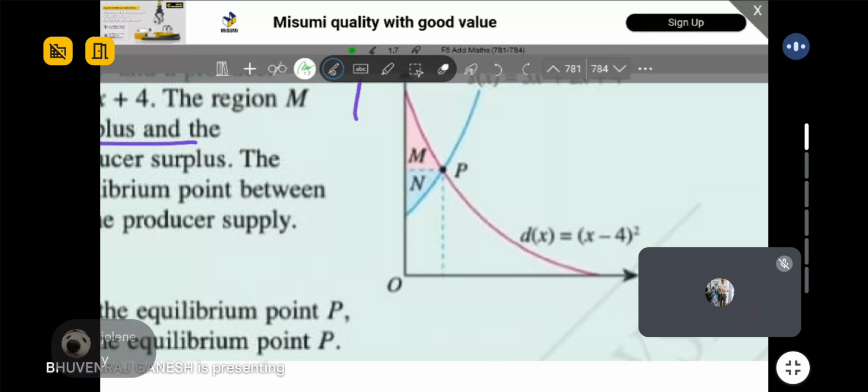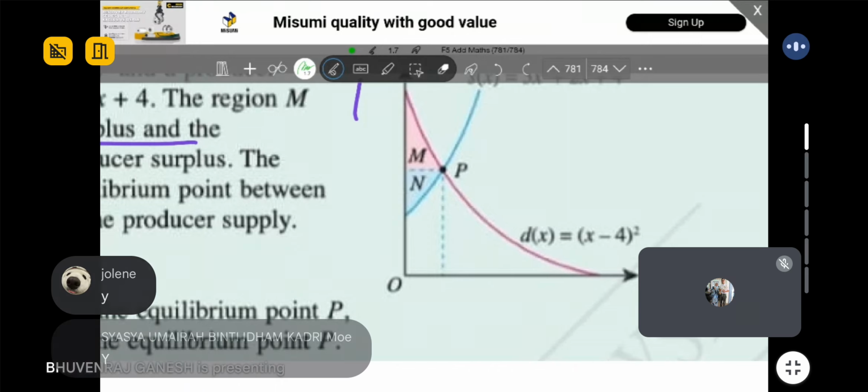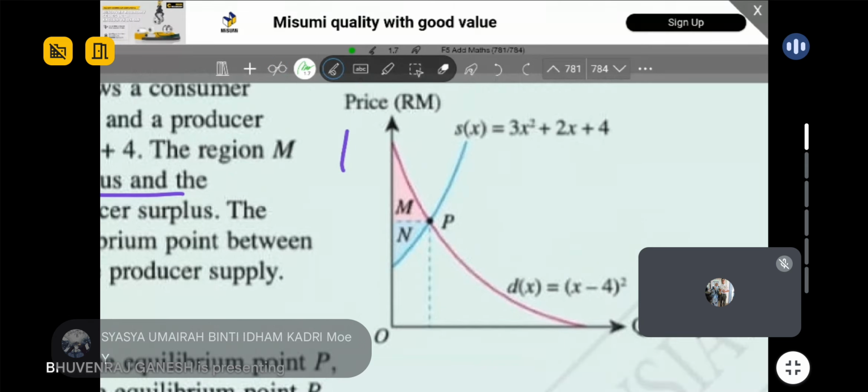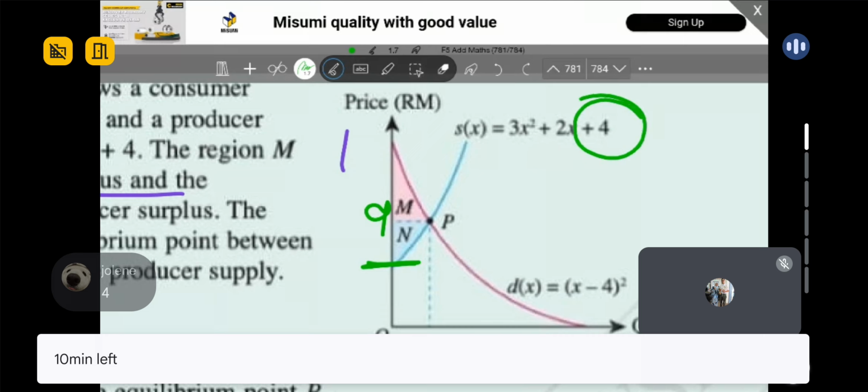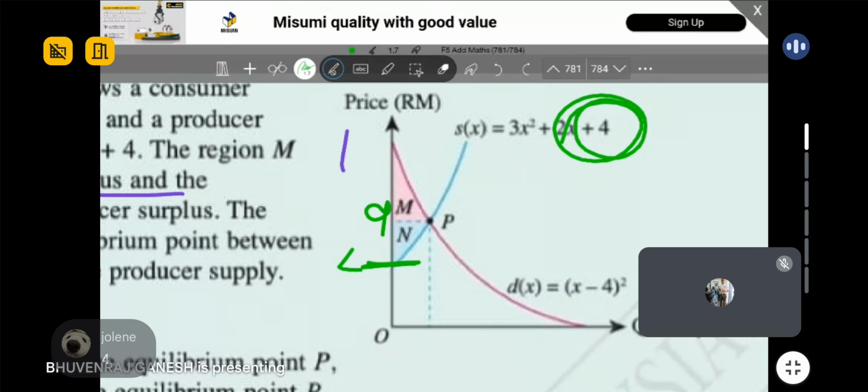Apa kamu rasa lebih senang? Okay, can? You want to do Y also can? So first thing, what is this value? Can anyone tell? Apa nilai yang hijau tu? Yes. K is your y-intercept of the curve. Okay, pintasan y. So that's why it's 4. So you can direct integrate 4 to 9 also can.